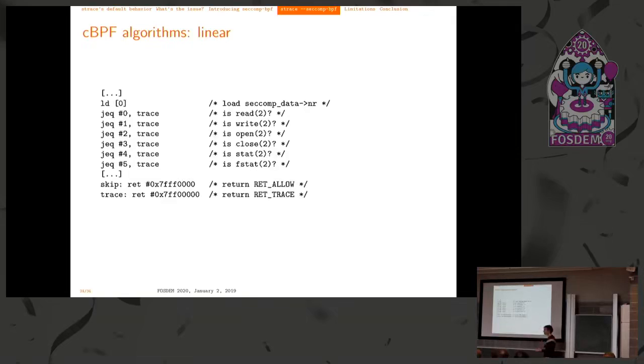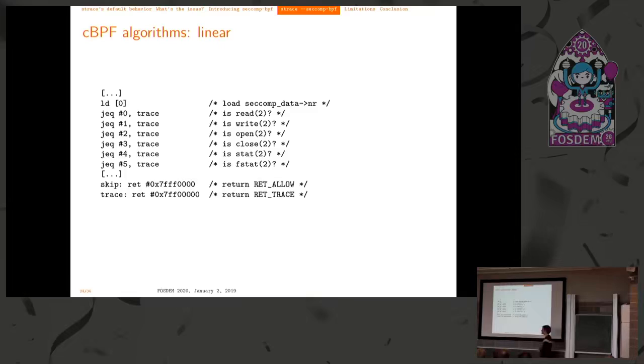Okay, so what about the cBPF programs? Because I talked about how we changed the way we stop the process, but I haven't talked about the cBPF program itself. So one first naive way to do it would be to do a linear search through all of the different syscall numbers we're interested in. So for instance, here, if I'm interested in read, write, open, close, stat, and fstat, I'm going to go over all of the different numbers, and if the syscall number, so the NR field of seccomp data, matches one of these, I'm going to jump to trace and return the return code that we need. So is this optimal? Obviously not.